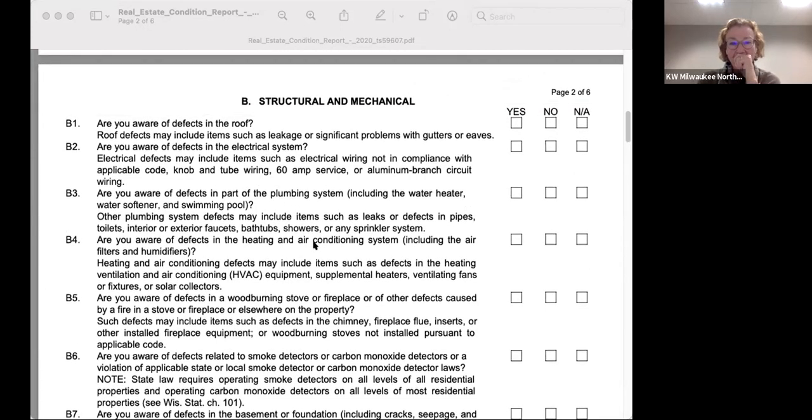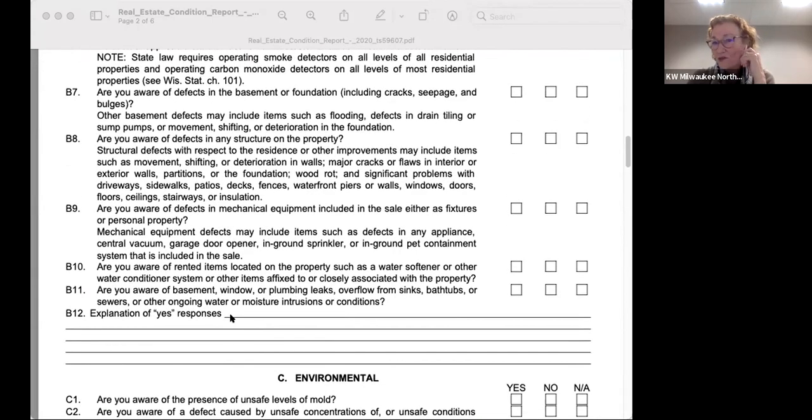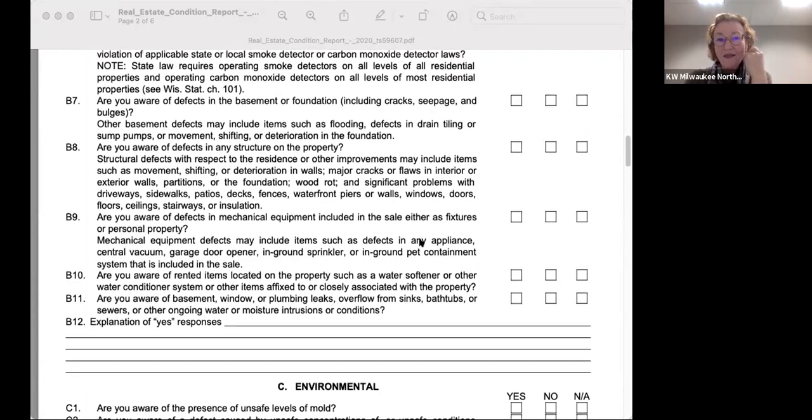Some agents, I used to do it, I think it's a good practice when they are looking at some of these things, say, are you aware of defects in the heating and air conditioning system? Maybe the furnace went out a year ago or half a year ago. I would instruct the seller to consider things that had been defects but have been repaired. So you may want to put down yes here, and then in the comments say furnace failed in summer of 21 and has been replaced with a new furnace in August of 21 or something.